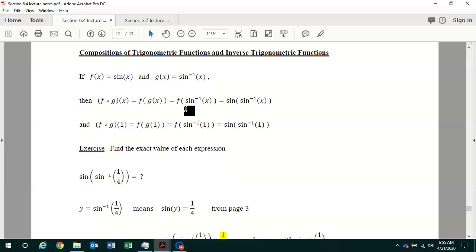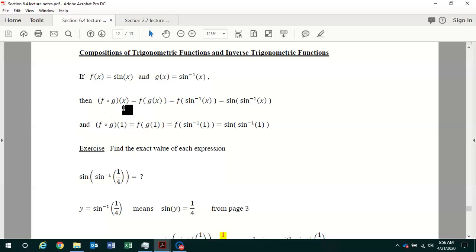Now we have to evaluate f of the inverse sine of x. Well, to do that, we replace x in f of x with the inverse sine of x. So on the right hand side here, replace that x with the inverse sine of x, and we have the sine of the inverse sine of x. So the composition of the function f with g as a function of x is equal to the sine of the inverse sine of x.